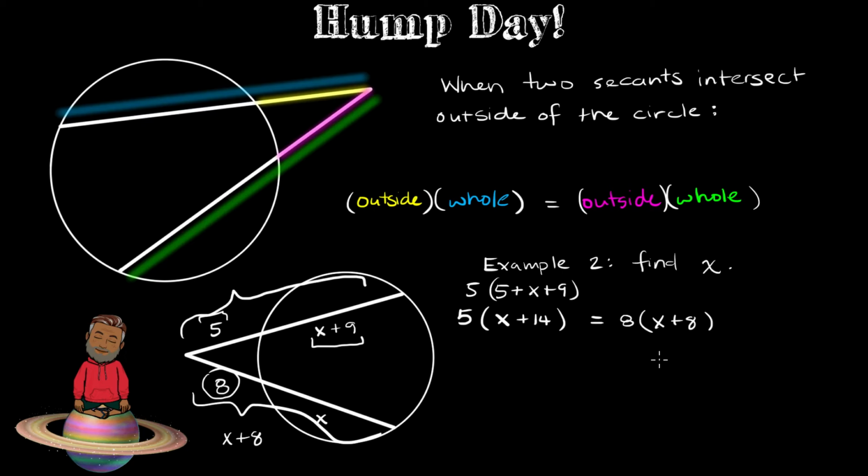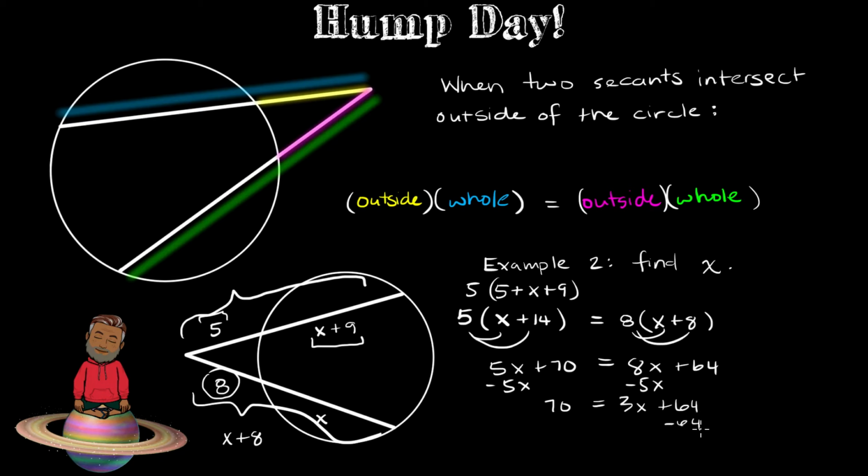And then we solve the equation. We distribute here. We get 5x plus 70 is equal to, and we'll distribute here, 8x plus 64. And then we're going to want to solve it. I'm going to take the 5x away from both sides of our equation, showing a little bit more work than last time. This gives us 70 is equal to 3x plus 64.